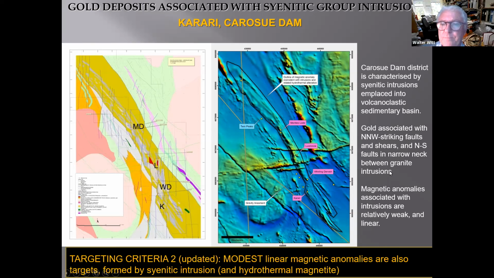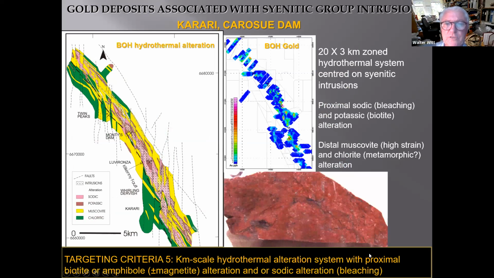So at Carosue Dam, the magnetic anomalies associated with syenitic intrusions are not only linear, but relatively modest, which requires another modification to our targeting criteria number 2.